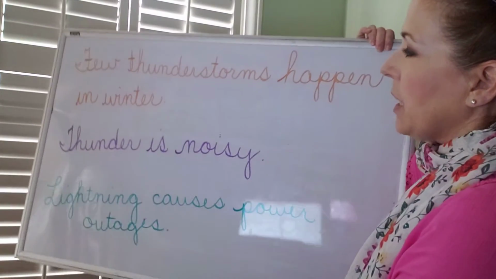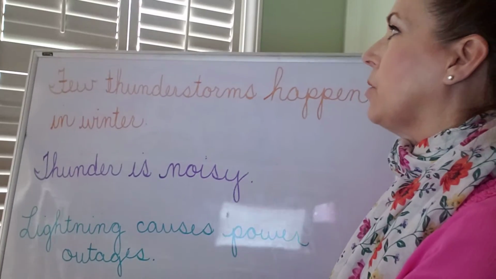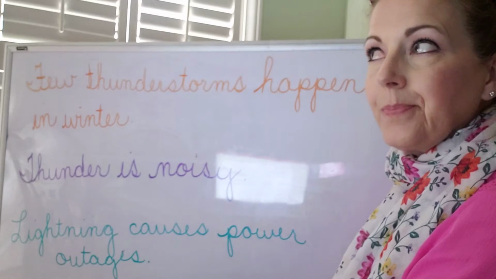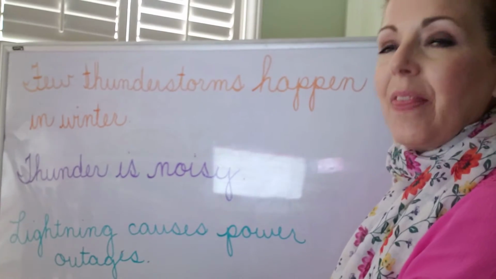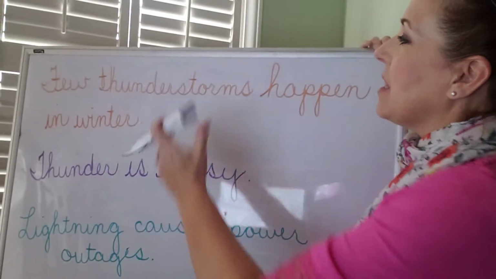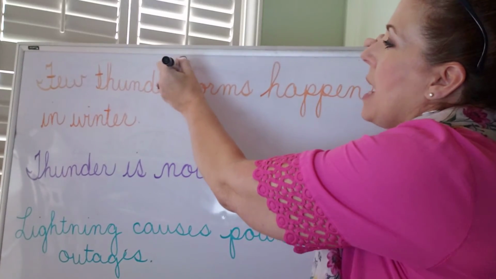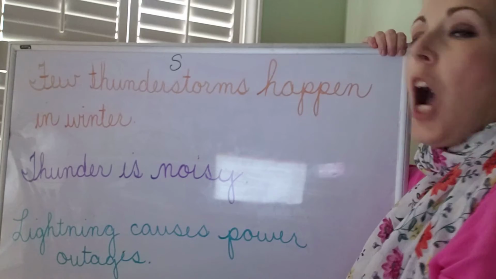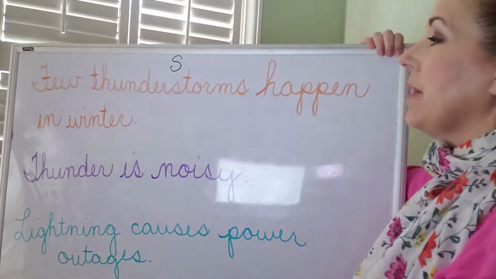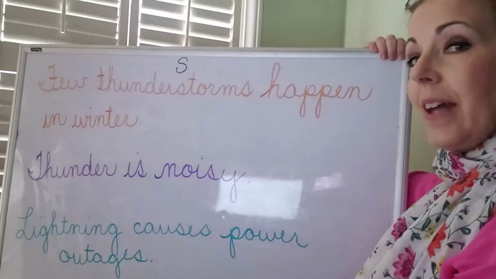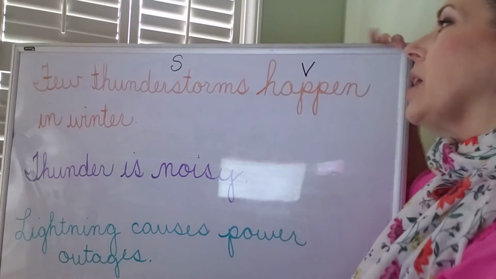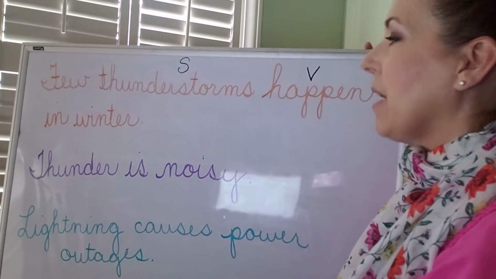If we're looking at this sentence, few thunderstorms happen in winter, what is our subject? That's right, it is thunderstorms. So we're going to put our S above thunderstorms. What is our verb in this sentence? That's right, it is the word happen. So we have our subject and our verb out of the way.